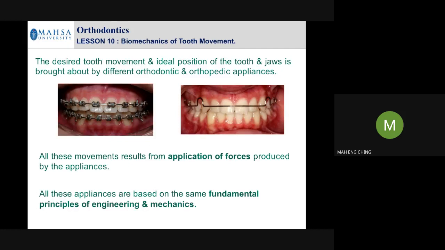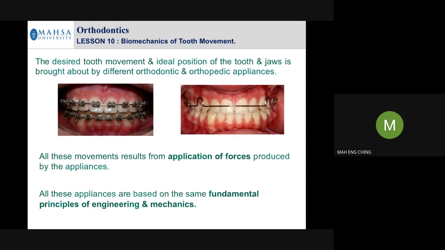The desired tooth movement and ideal position of the tooth and jaw is brought about by different orthodontic and orthopedic appliances. Orthodontic appliances can be fixed or simple removable appliances. Orthopedic appliances can be headgear, face mask, chin cups, and any other orthopedic appliance. But all these movements result from the application of forces produced by the appliance. Whether fixed, removable, orthopedic, or headgear, it applies forces on the dental or skeletal structures. That's how we move the teeth and the skeletal structures around.